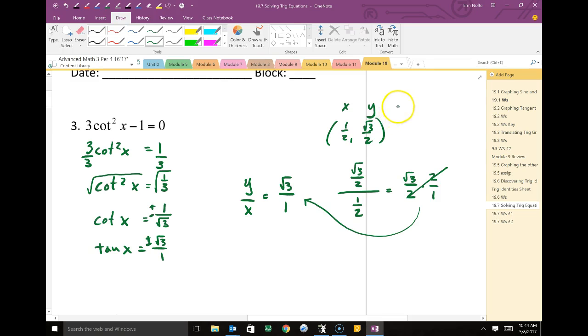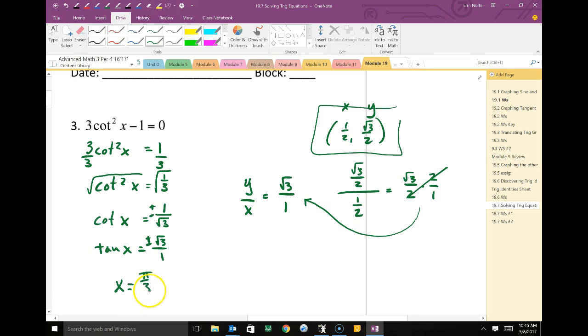Okay, so I'm looking for this kind of scenario where we have an x of 1/2, the y is the square root of 3 over 2. We can have plus or minus versions of that. So I need 4 places where we have an x of 1/2 and a y of the square root of 3 over 2. Where do you see those?